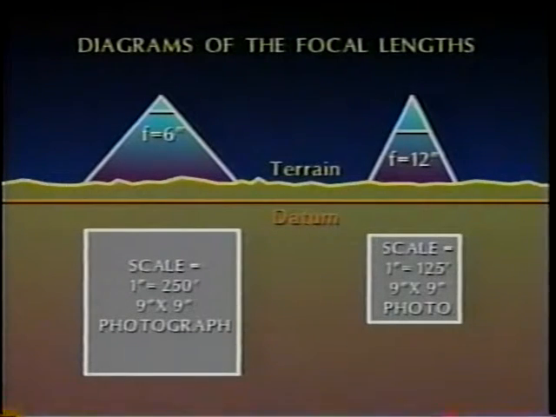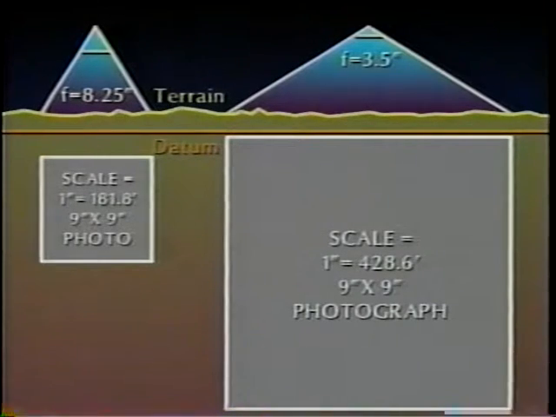In this graphic, we see the comparison of the photo scales of 6 and 12-inch cameras flown from the same flying height. The 12-inch camera yields a scale twice as large as the 6-inch camera and covers 1/4 of the area. Here we see the comparison between the 8 1/4 and 3.5-inch cameras. Note that the 3.5-inch camera covers a large area at a small scale, similar to a 35mm wide-angle lens.